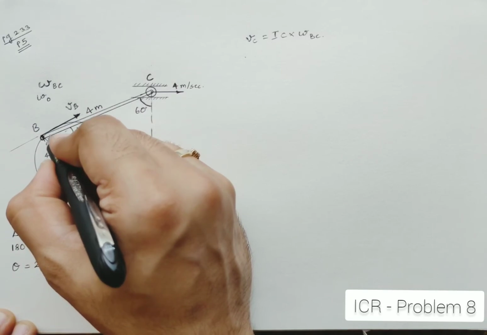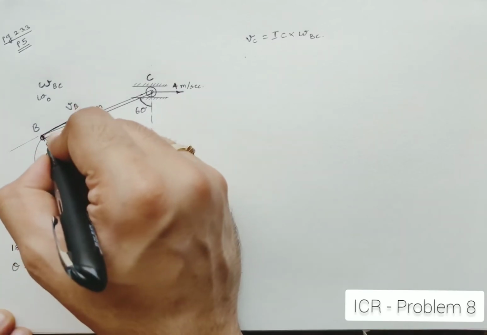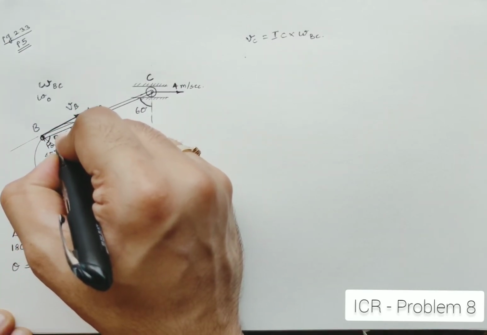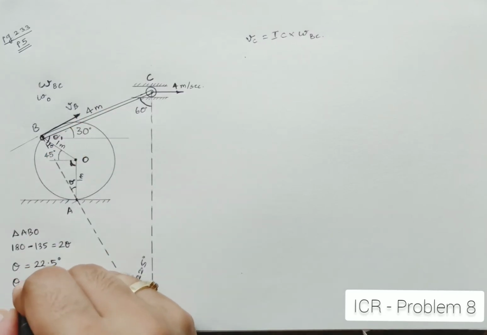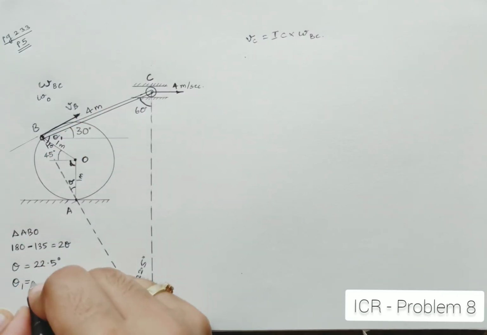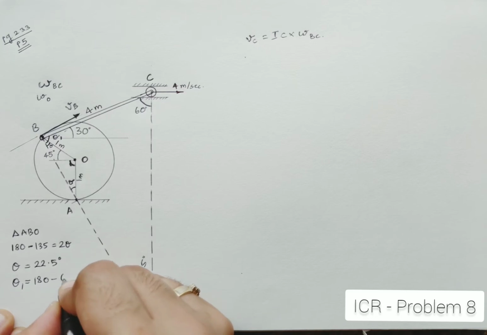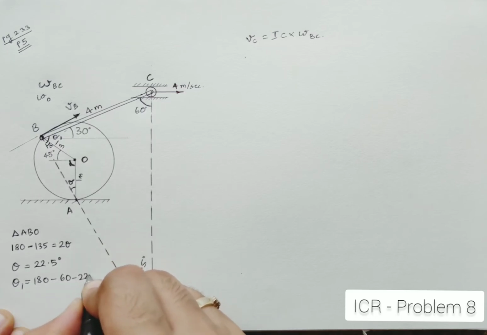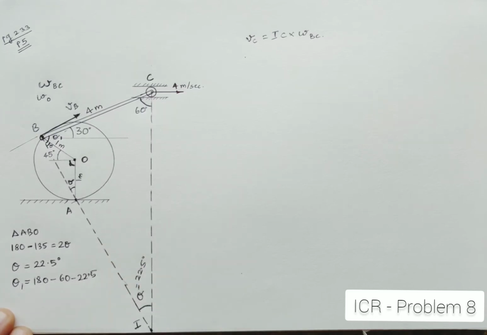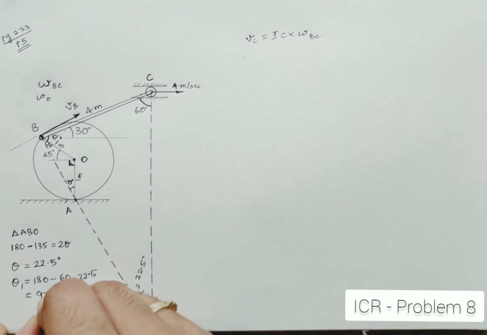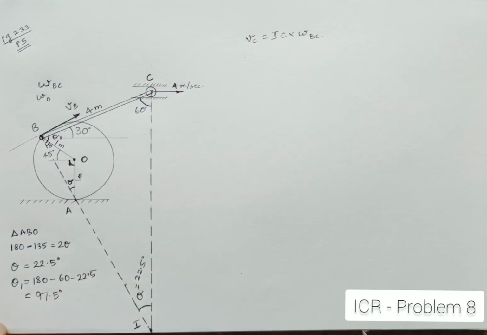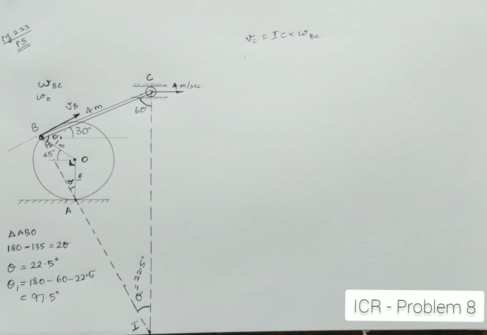And this angle also can now be found out. This angle, let me call it theta 1. So theta 1 will be nothing but 180 minus 60 minus 22.5. This will give me the angle 97.5 degrees. Okay, so let us move further now.